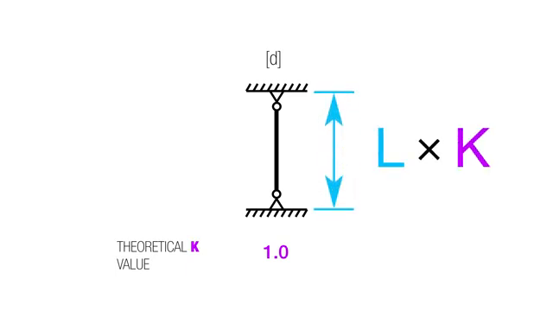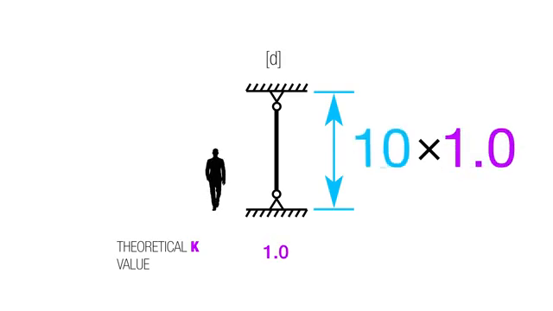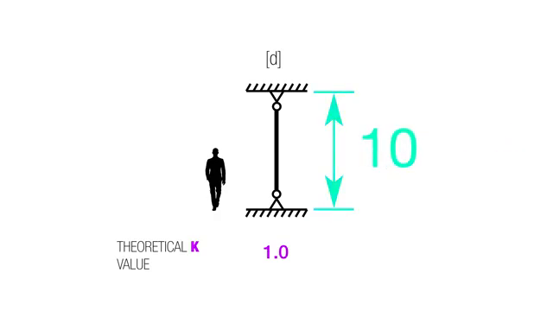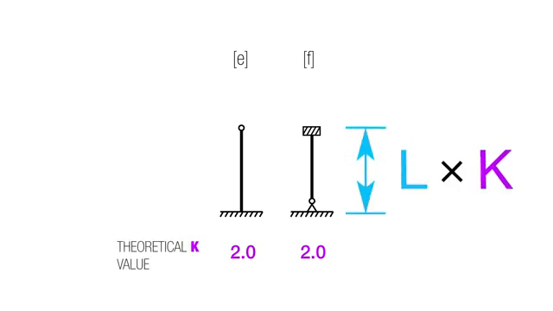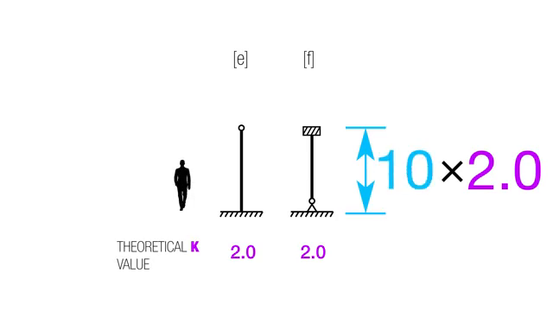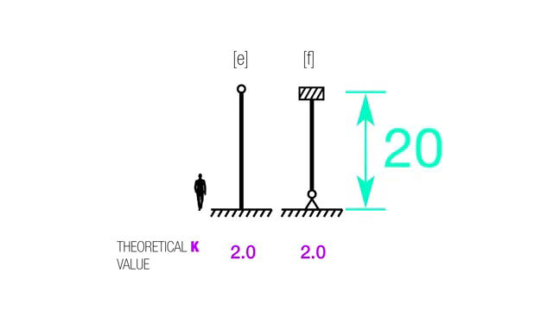And then this is kind of our baseline. We have pin connections at the top and the bottom, which means that it's rotation-free and translation fixed. And that's our 1. So then if we have a 10-foot column, it's going to really behave like a 10-foot column. But look at these two here. These two have a theoretical K value of 2, which means that if we have a 10-foot column with one of these, it's going to behave like a 20-foot column.